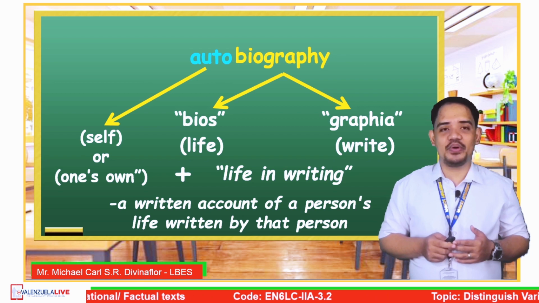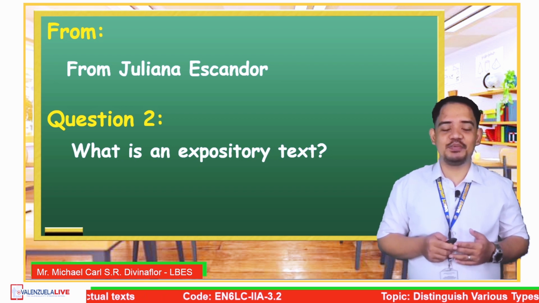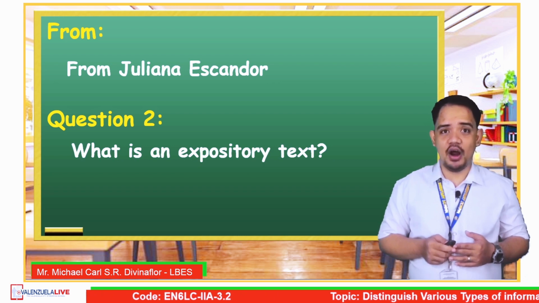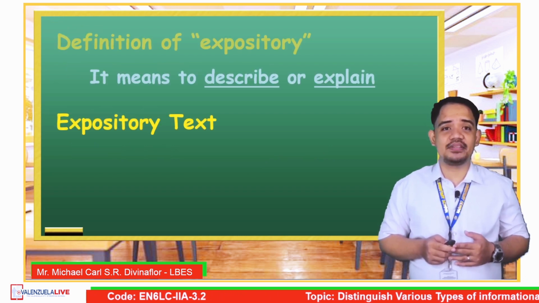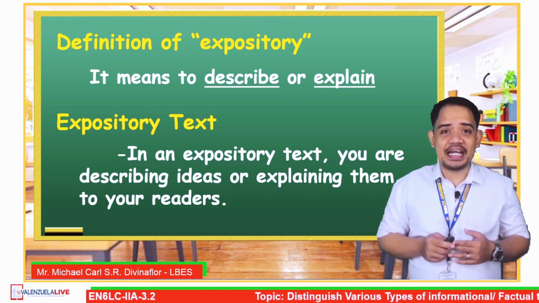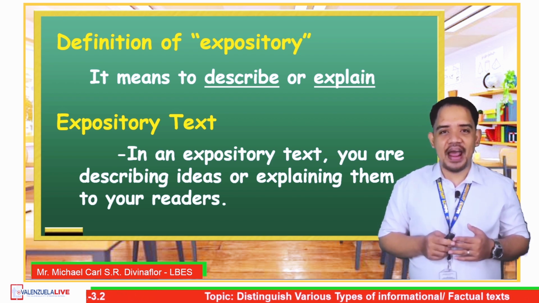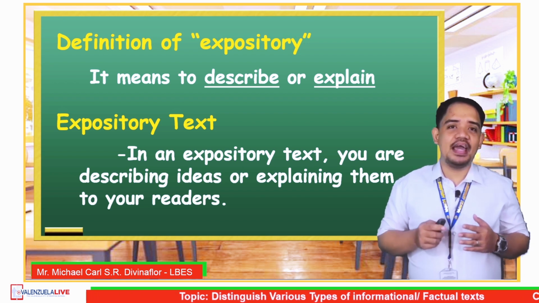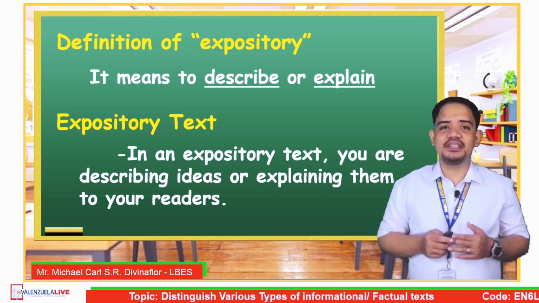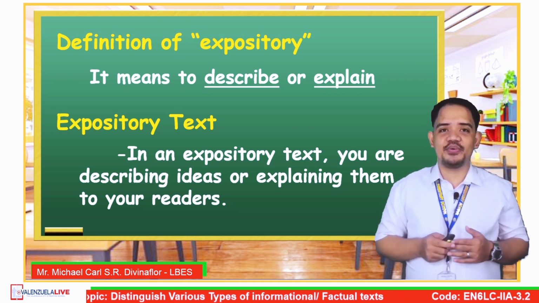Okay, let's have question number 2 from Juliana Escandor. What is an expository text? Expository text may sound confusing and hard, but it is just a word that means describing or explaining. When you write an expository text, you are describing ideas or explaining them to people. What you do is present facts in an organized manner in writing. As simple as that, so don't be scared of the word expository. It simply means to describe or explain. Thank you for your question, Juliana.